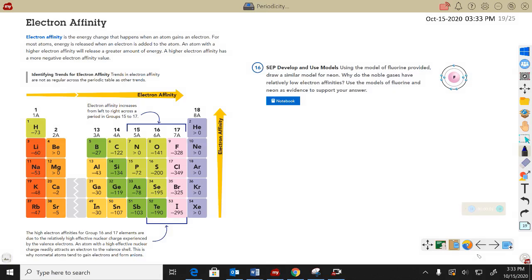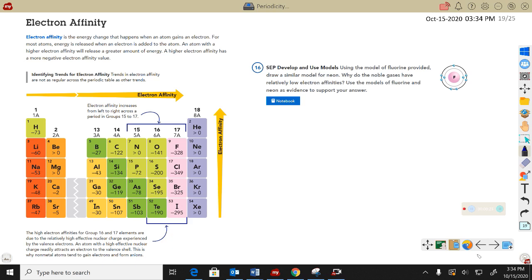In this video, we'll look at electron affinity. Electron affinity is energy. It's kind of like ionization energy. Sometimes it's referred to as electron affinity energy. It's actually the opposite of ionization energy. Electron affinity is the energy change that happens when an atom gains an electron.